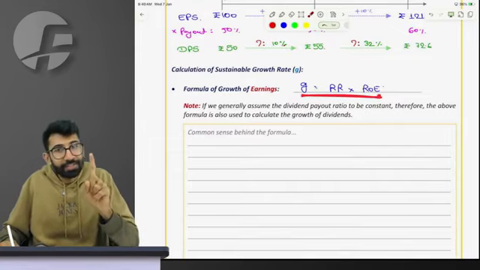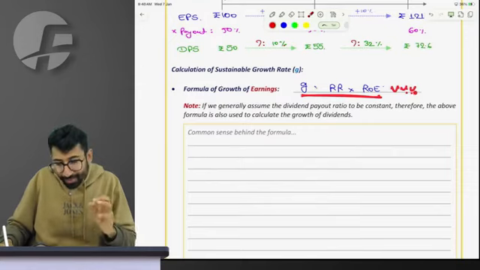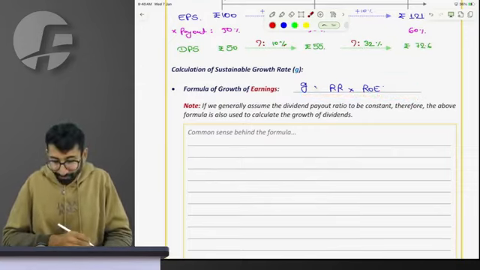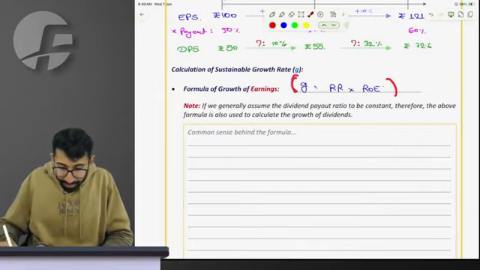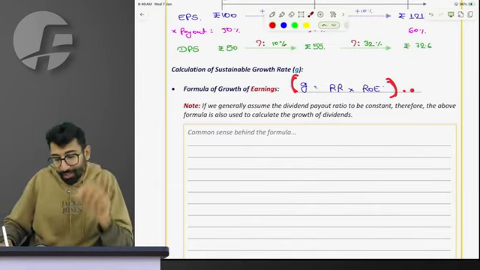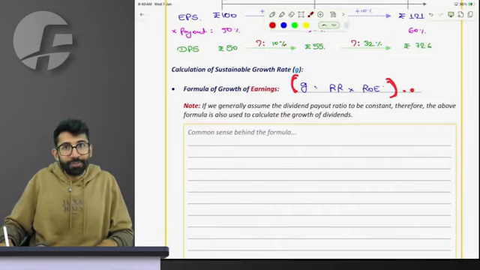Please, people in the class, tell me how many of you have seen this particular formula at CA Inter level? In CA Inter also we used to apply this formula of calculating growth as retention ratio into ROE. Please tell me, are you all able to recollect it or not? Come on. Are you all able to recollect?